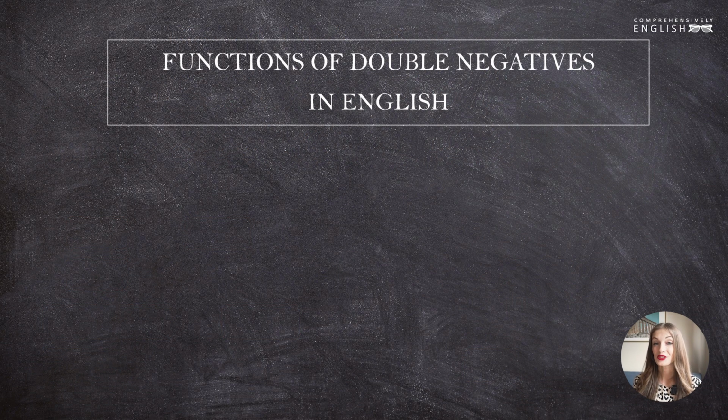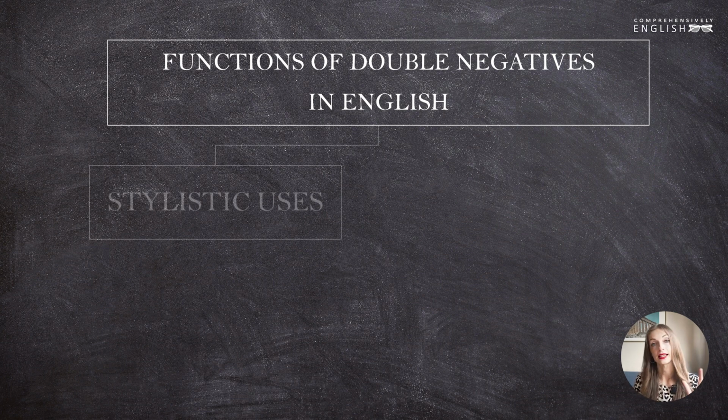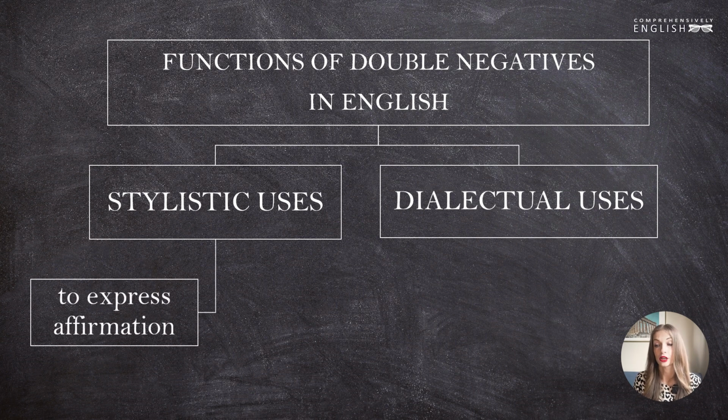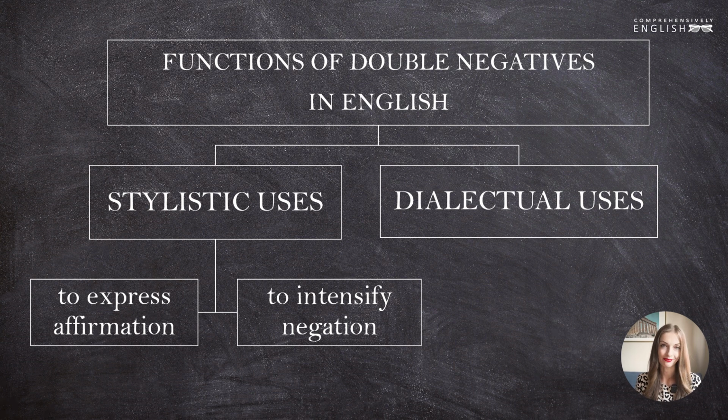Now let's talk about functions of double negatives in English. Here we are to speak about two different uses, stylistic uses and dialectal uses, because as I have already mentioned, double negatives are natural for some dialects of English. When we speak about stylistic uses, we speak about two functions. Double negatives are used to express affirmation in a subtle way. We'll look at the examples in a minute. And also to intensify negation. Two uses that are actually very different, right? So first we'll speak about the stylistic uses.